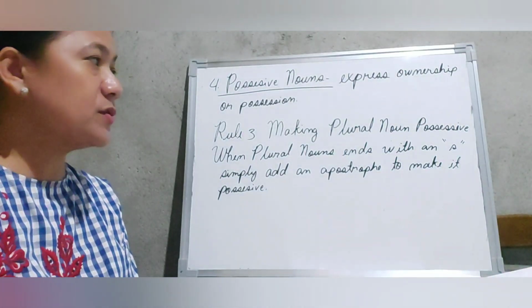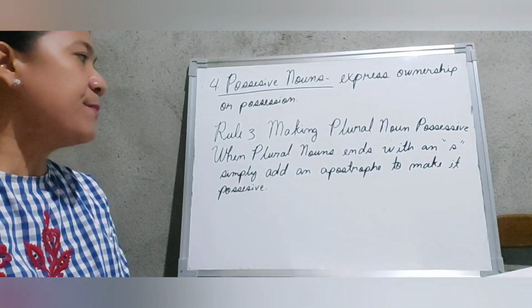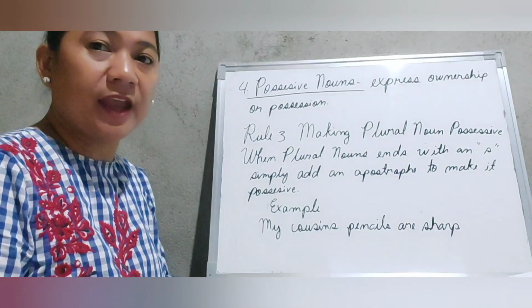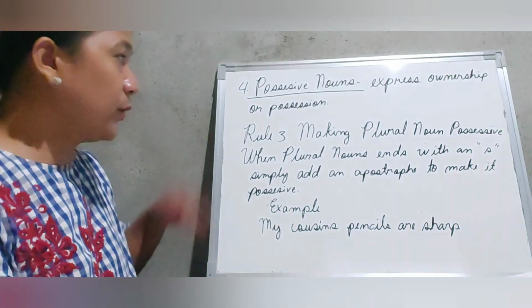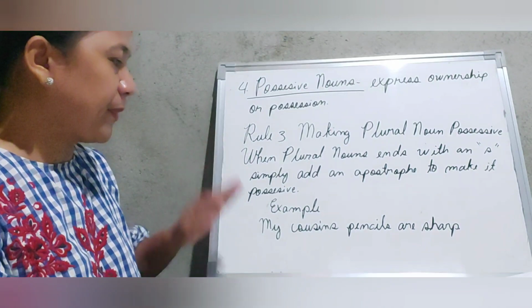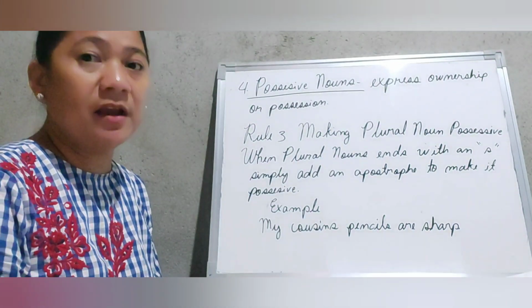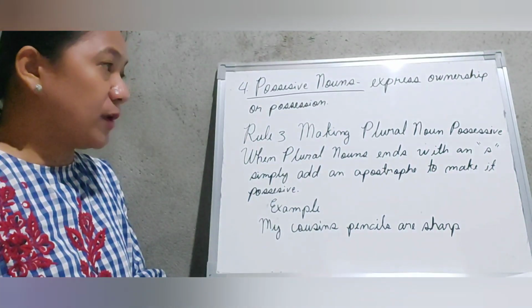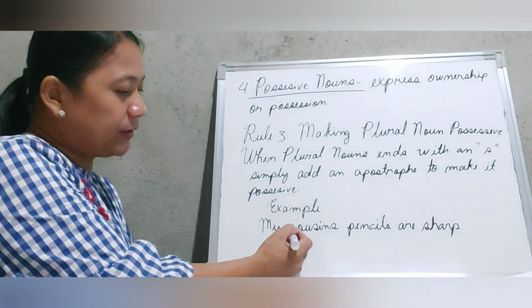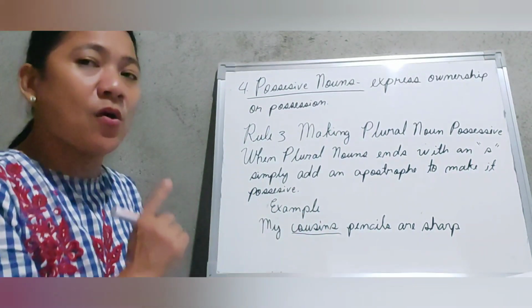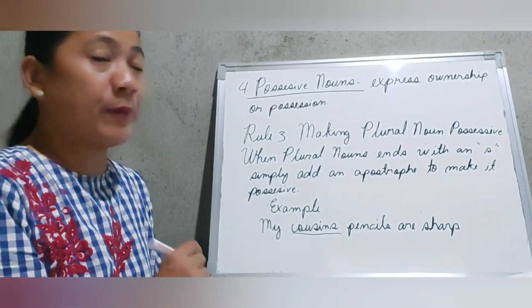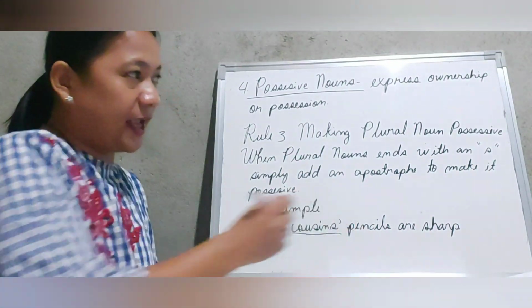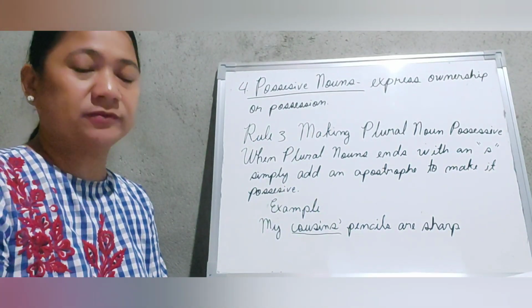For rule number 3, making plural nouns possessive. When a plural noun ends with an S, simply add an apostrophe to make it possessive. Again, we have a sample sentence here to apply rule number 3. My cousins' pencils are sharp. So what is the plural noun in this sentence? The plural noun that we have is the word cousins. So how can we show the ownership of a plural noun? It is by simply adding an apostrophe at the end of the plural noun.